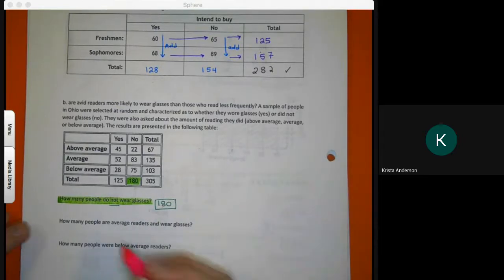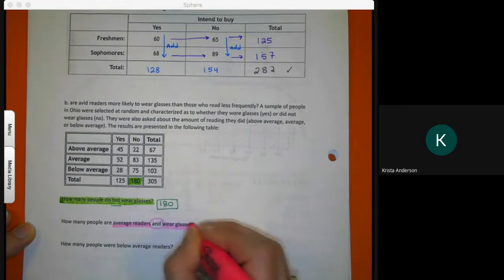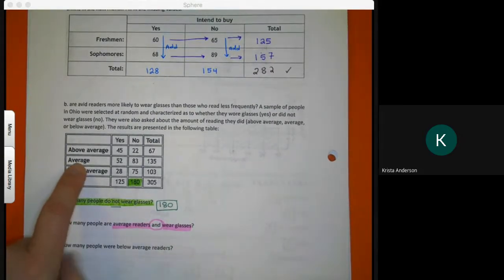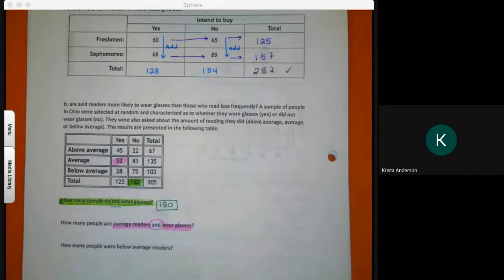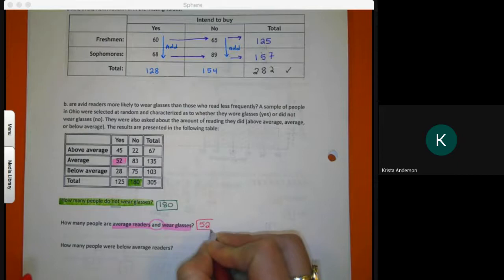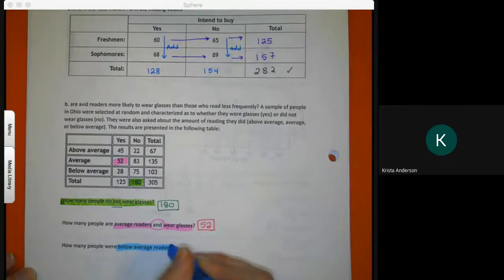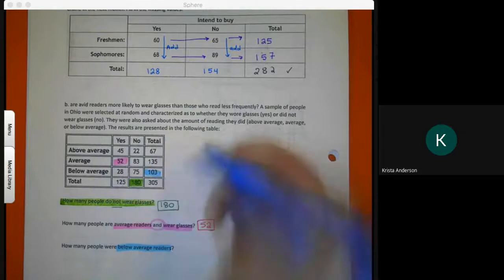How many people are average readers and wear glasses? Average reader wears glasses. 152. 52. Good. And the last question asks, how many people were below average readers? So I look at below average, the total is 103.